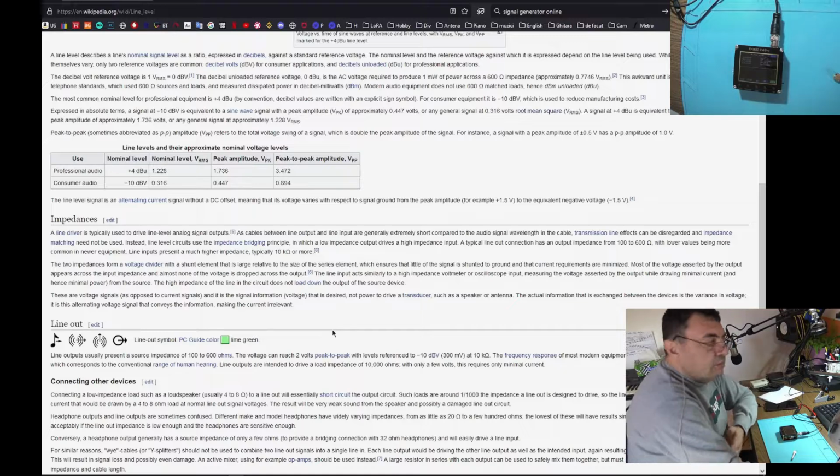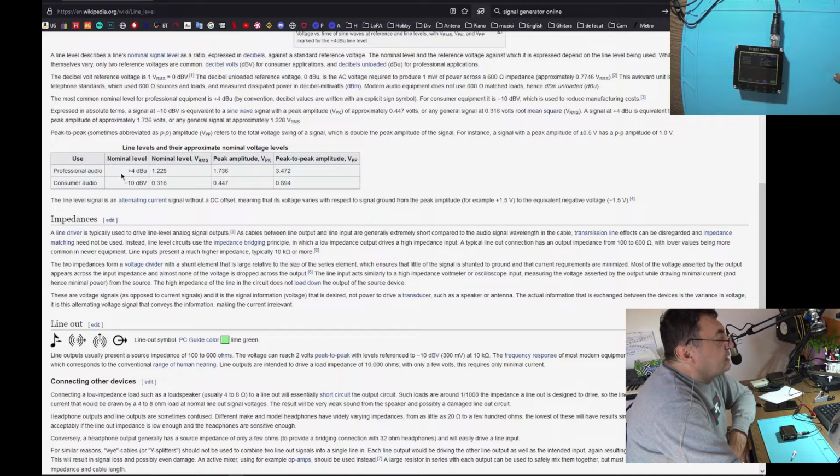Let's take a look at what Wikipedia is saying. You see the levels here. The output level should match a 600 ohm impedance. 1 volt RMS means 0 dB. We have to understand that consumer audio, that means also a mobile phone output, is around minus 10 dB, and that means peak to peak 0.894 volts. This is not enough for attack. A power amplifier usually needs 1.5 volts, 0 dB at least.